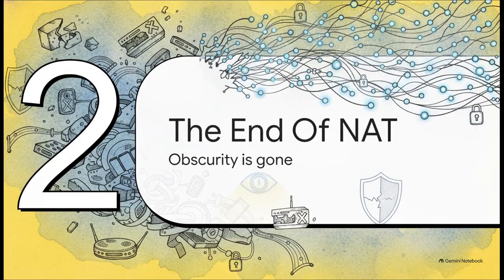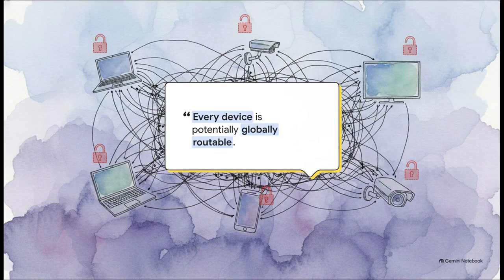Moving right along, Section 2, the end of NAT. Say goodbye to obscurity. This is a massive structural shift in our networking paradigm. Take a second to internalize this quote. Every device is potentially globally routable, changing firewall design and security assumptions entirely.